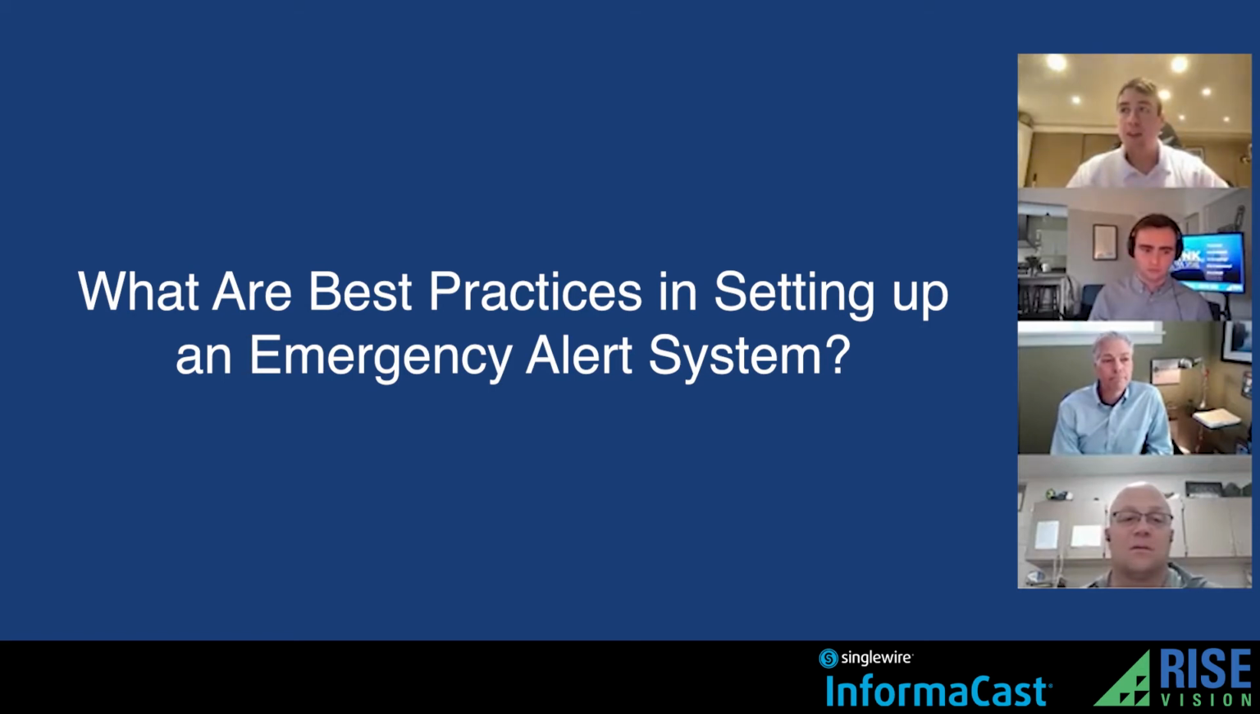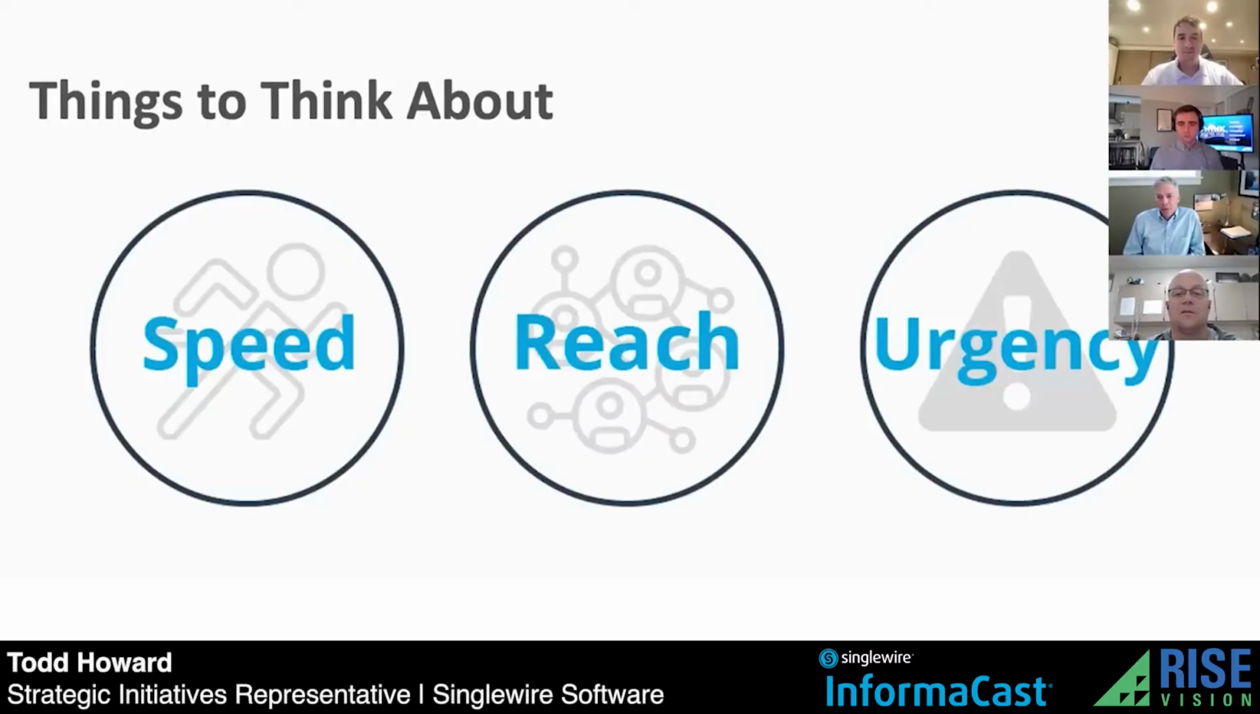What are best practices in setting up an emergency alert system? We've been making our InformaCast emergency alerting and mass notification software for 20 years now. Hard to believe, but we wrote version 1 right after 9/11. That's a lot of time to think about what matters when you have these sorts of emergencies and how to make sure your emergency alerting and mass notification, your communication system, actually works when those sorts of things happen.